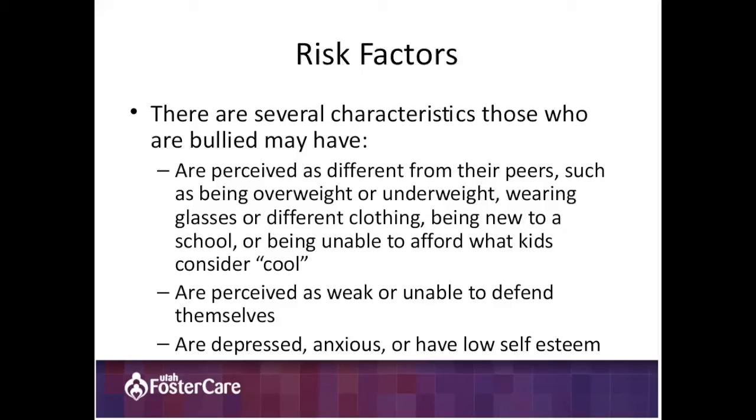So it's not strictly being different that makes them a potential child for being at risk of being bullied. They also need to be perceived as being weak or unable to defend themselves, and that really speaks back to what we were talking about a minute ago when we talked about the power struggle. There has to be one person who's perceived as being weak and then a child who perceives themselves as being stronger than the other in order for that child to be a victim.